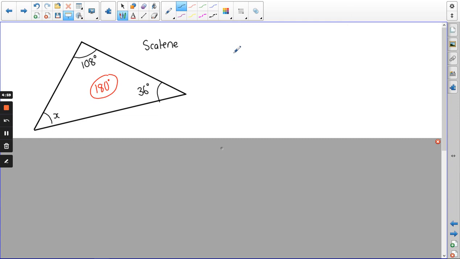So if I add up the two that I've got, so 108 plus 36, that's 14, so carry the 1, 0 and 3 and 1 is 4. So there's 144 degrees so far. Now take it away from 180. Some of you were forgetting the taking away step last week as well. Right, borrow. 10 take away 4 is 6.